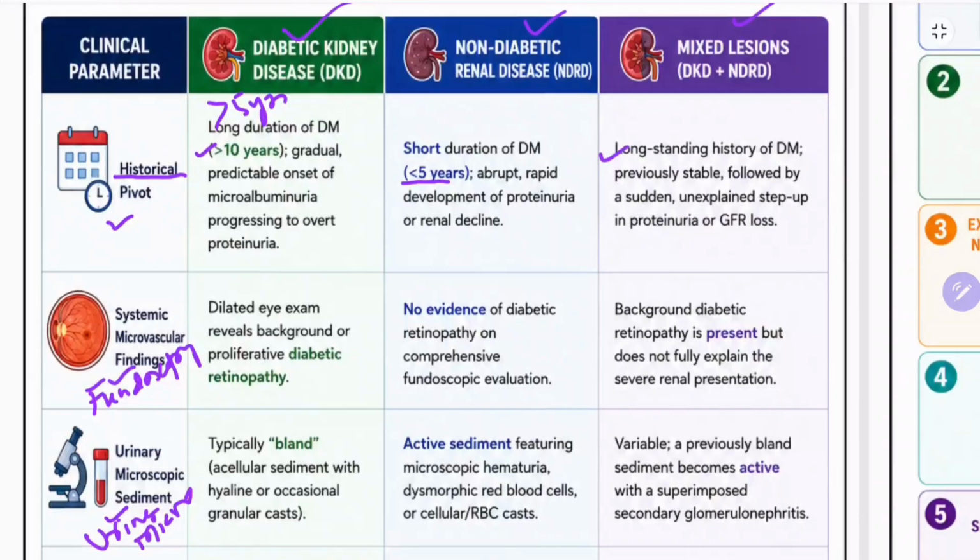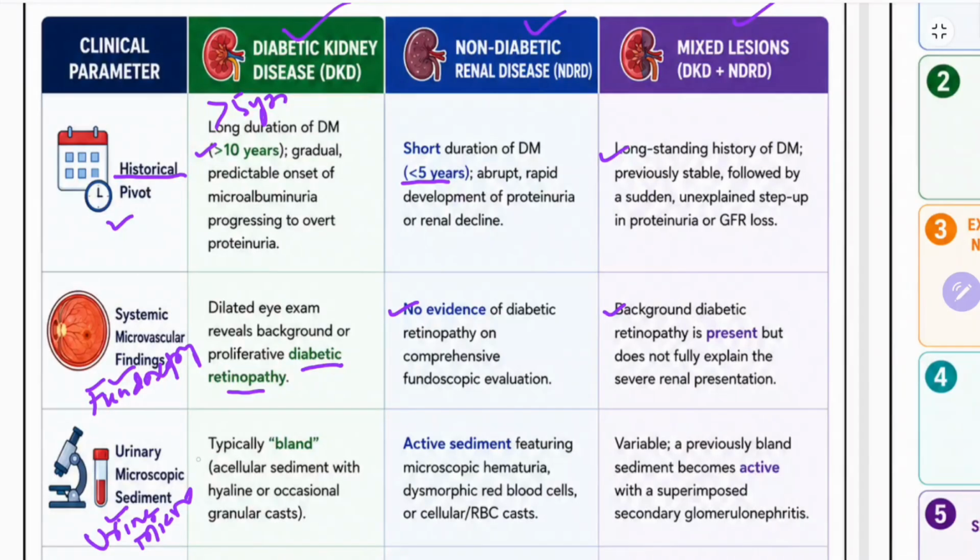Now in fundoscopy, what we will see: you will have diabetic retinopathy in case of DKD. In NDRD there will be no evidence of diabetic retinopathy, and in case of mixed lesions there will be background diabetic retinopathy present but it does not fully explain the severe renal presentation. So there will be discordance between retinopathy and the severe renal decline seen in mixed lesions. Very important point. Okay, that is fundoscopy.